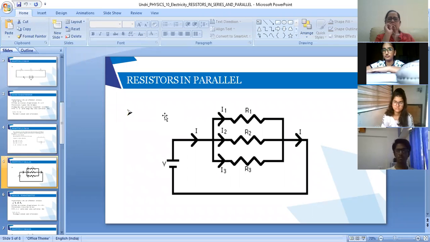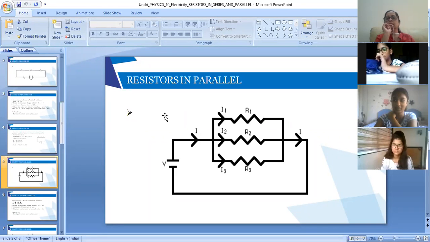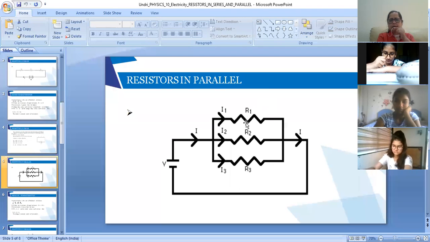See, for finding I1, I have to do V upon R. I have got only one value of V, right? What R will I take, Melissa, tell me quickly. The one beside I1. Very good, R1. Because I1 is the current in this branch only, I have to take only this R. So if I want to know I1, I have to do V upon R1. I have to take only this resistance.